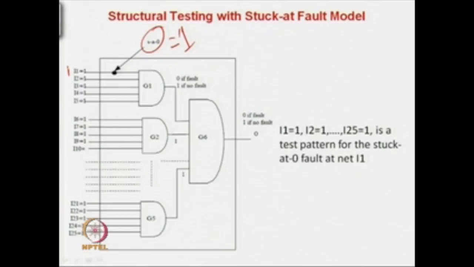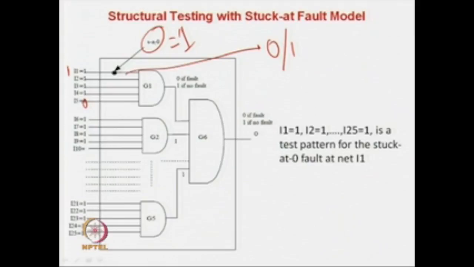Now you can understand what will happen if the circuit has a fault: you will get the answer 0 because of the stuck nature, and if the circuit is normal you will get a 1. But now it is an AND gate. So if I put a 0 in the other net, say in this net I put a 0, then what will happen?